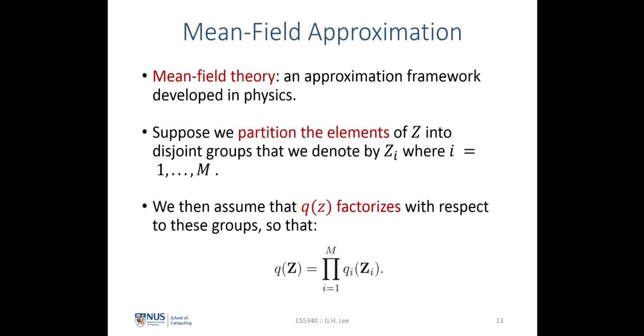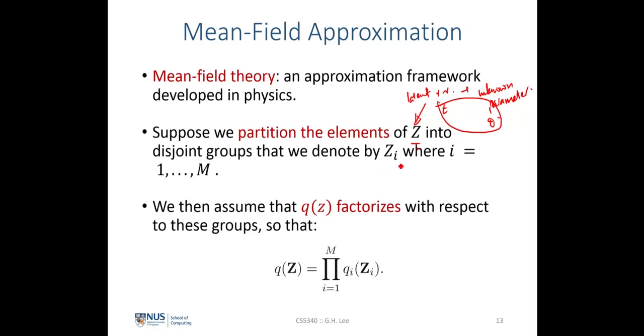Now, the steps here are that suppose we partition the elements of the random variables z over here. Take note that in this case z contains both our latent random variables as well as our unknown parameters. So now we do not distinguish between these two, whereas in the previous few lectures we distinguished between them by representing them separately as z and theta. Now we are collectively calling them z. But here in the mean field approximation, we are going to partition these elements of z into disjoint groups, which we denote as zi over here.